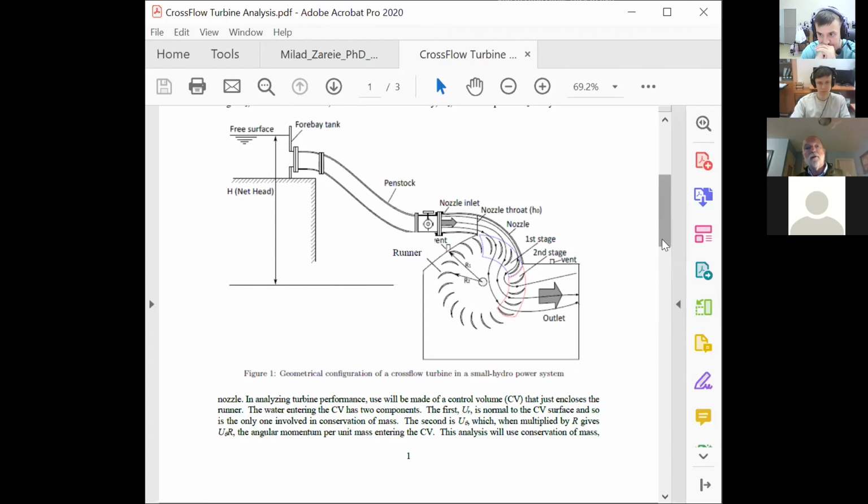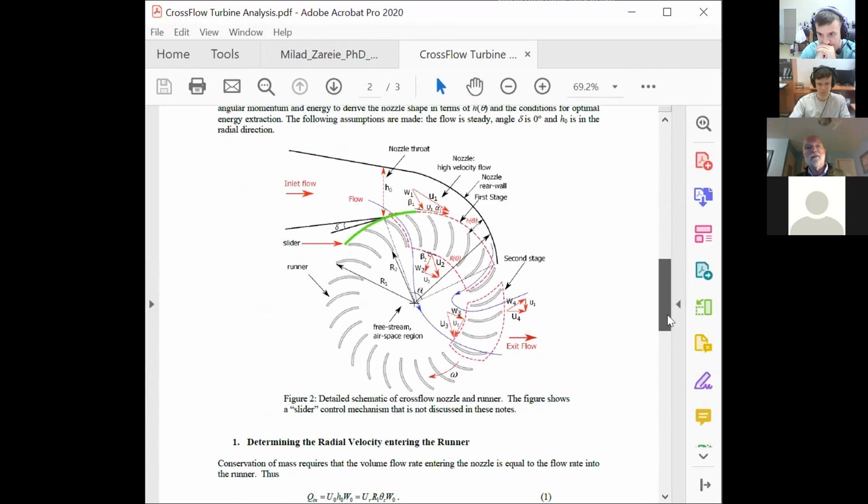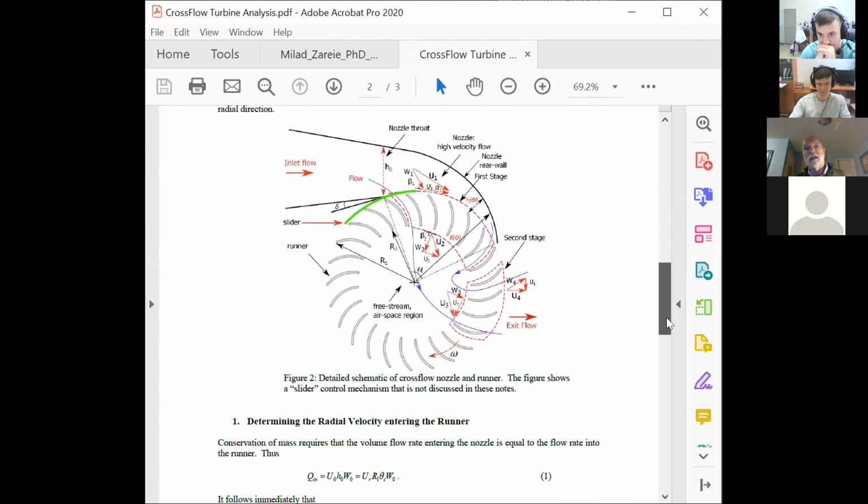Okay, so what I want to talk about now is the basic methods by which we analyze these turbines. How do we derive equations that give us the performance of the turbine? How do we decide how fast the blades have to rotate? Omega is the angular velocity of the blades. How do we design the nozzle so that we maximize the efficiency of the turbine?